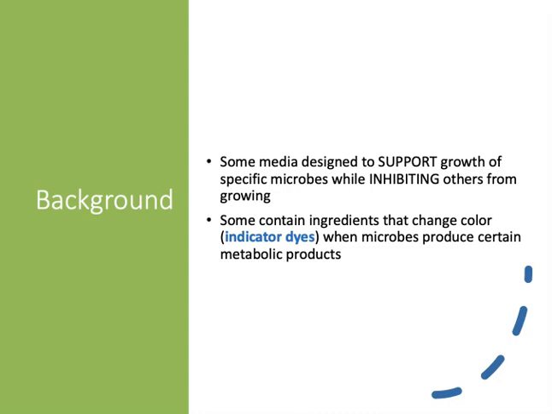Still other culture media are designed to support the growth of one type of microbe, say bacteria, while inhibiting other types of microbes from growing. Some actually contain ingredients, typically indicator dyes, that will allow us to look at a culture container and know immediately whether or not the microbe that's growing is able to perform a particular metabolic reaction. That can be very helpful to us when we're trying to differentiate between very closely related types of bacteria.